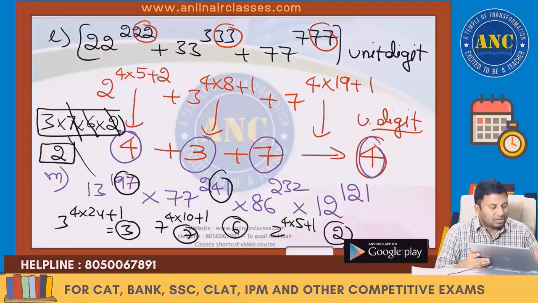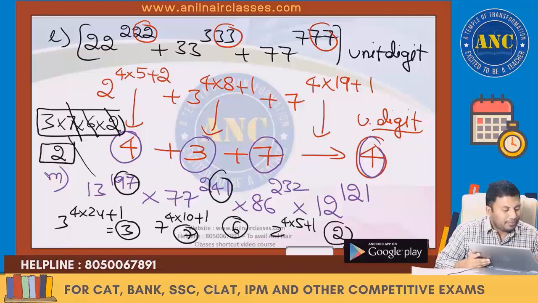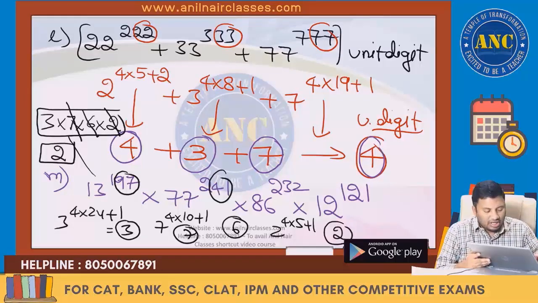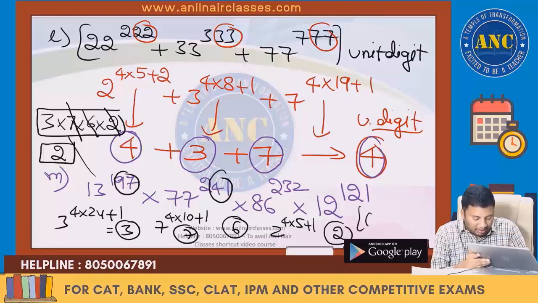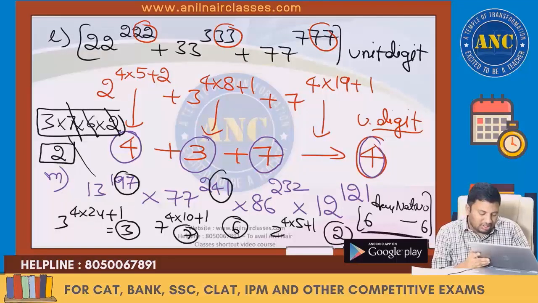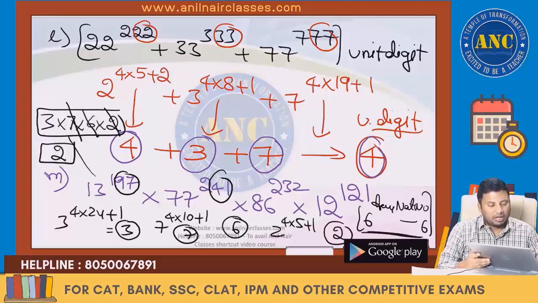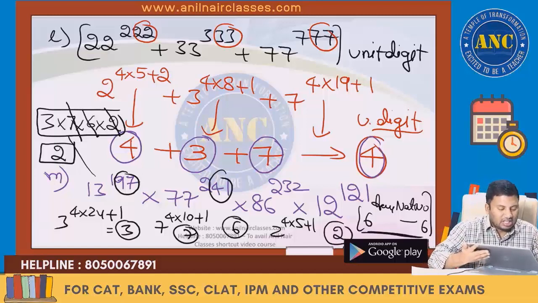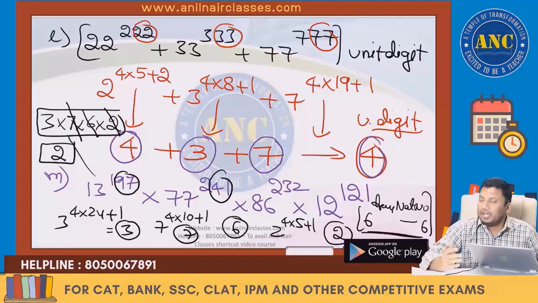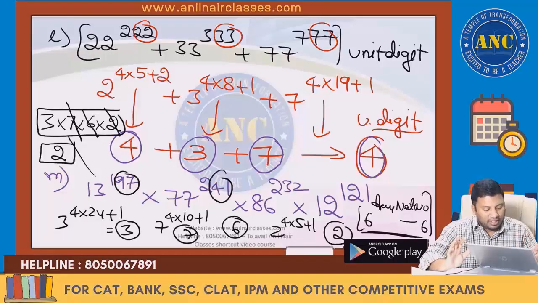Please write down something in the bracket. 6 power any natural number is 6. Please write down that key point. I will write down here: 6 power any natural number, unit digit is 6. I hope it is clear.